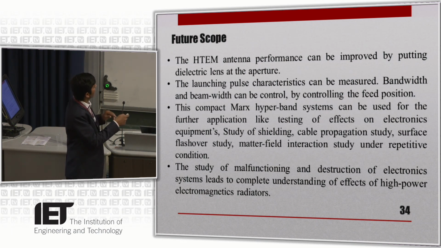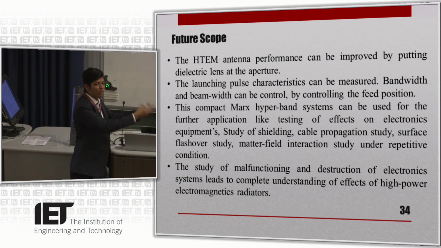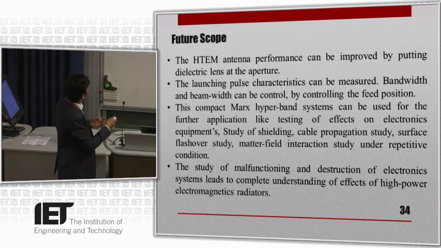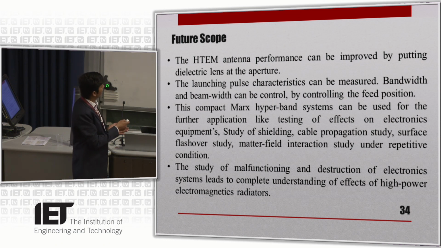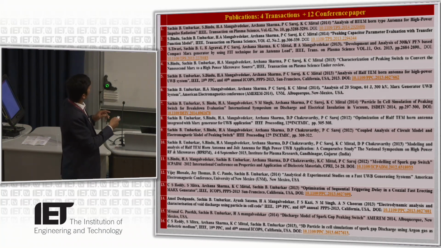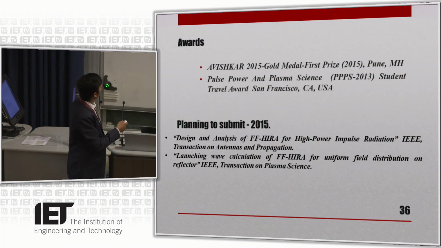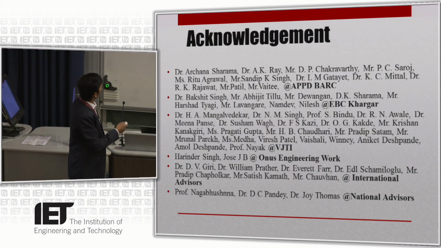The launching pulse characteristics are also important because we are feeding a pulse to the arm and that pulse is launched onto the reflector. So we are coming back, so this launching pulse calculation is important. Also, a mesoband or hyperband system can be used for applications like the study of shielding and everything. So these are important, and also how to classify the malfunction and destruction of electronics. A malfunction will automatically reset our electronic system, but destruction is another matter. There are many articles already available on the net, and I am planning to submit.